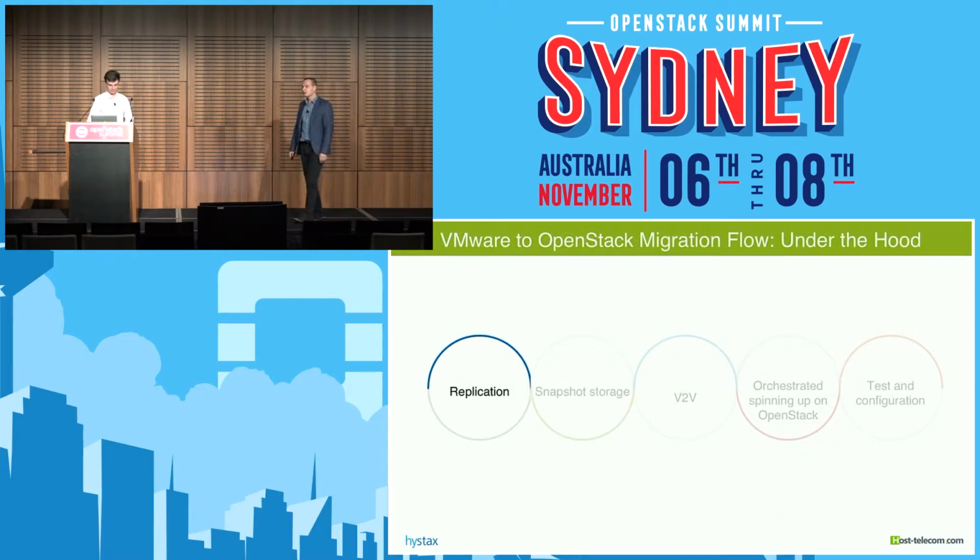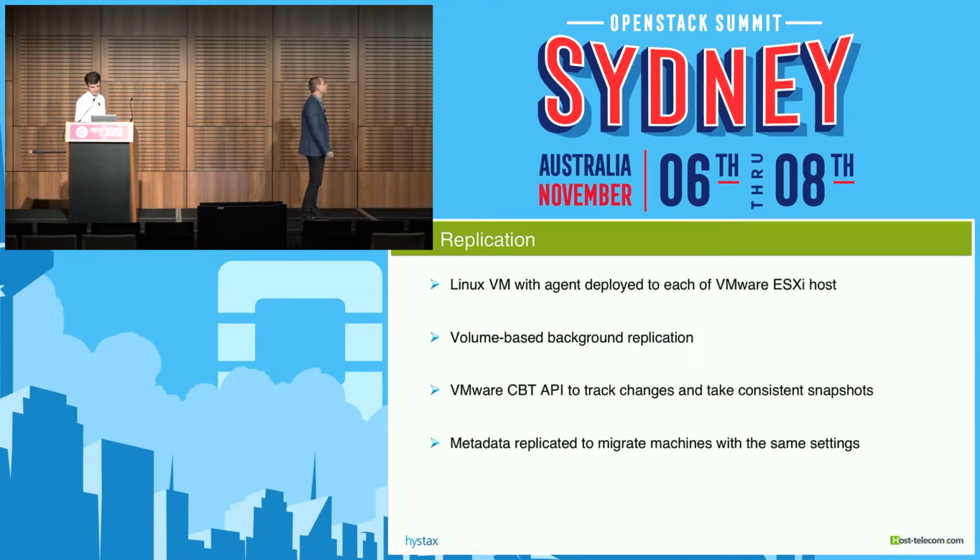Now let me give you a quick description of each of the steps and what we do on each of them on our way to replicate the customer's production environment. First, the replication part. On the replication side, we deploy a small Linux Ubuntu VM on each of the ESXi hosts. If you remember, I mentioned that we had 14 ESXi hosts. So we deploy one virtual machine to each of the hosts.